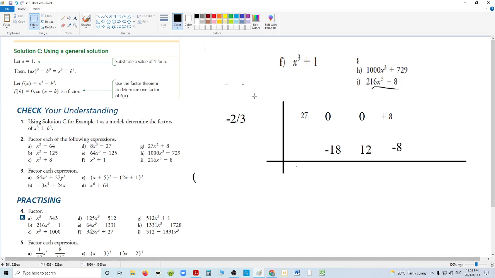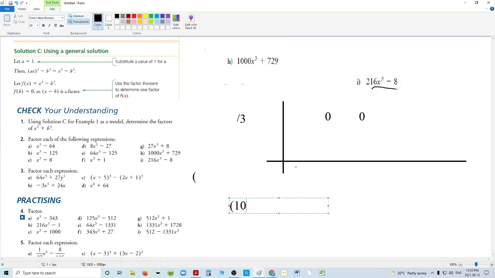This is just getting you used to the connection. And it's important. I just wouldn't say it's as important as other things. Okay, I'm going to continue. We've done F, we've done G. What is the cube root of 1000x cubed? 10x times itself 3 times gets 1000x cubed.